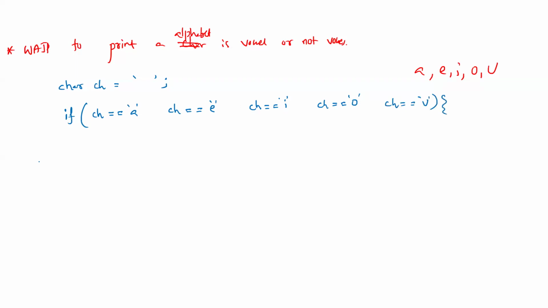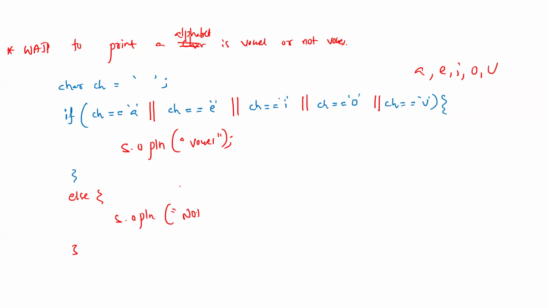Then what is the conclusion? It's a vowel, correct? But here the condition is that it has to be any one of these, or all of these? Any one of these. Then which operator do we use to club them? Logical or operator. It is two vertical lines, the symbol on top of the enter button on the keyboard. So this is what we have to use. Then the conclusion: print it's a vowel. Then for the alternate, else, not a vowel. Since it is an alphabet only, we can conclude it as a consonant.